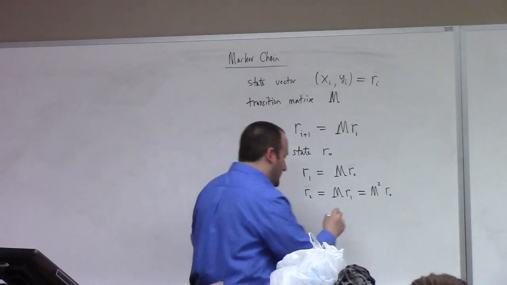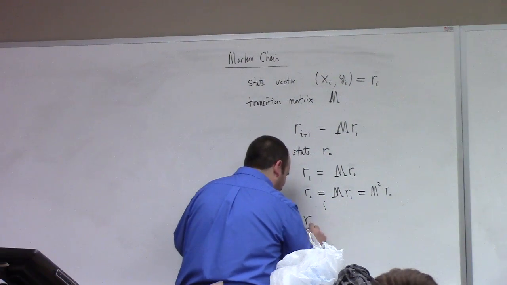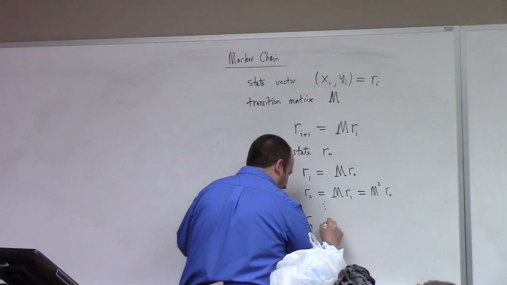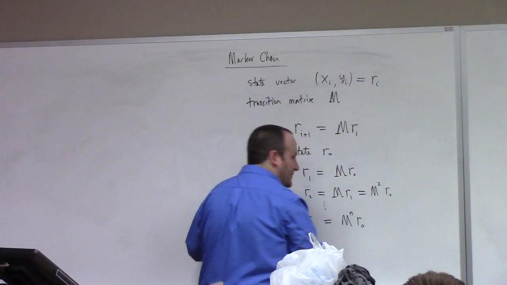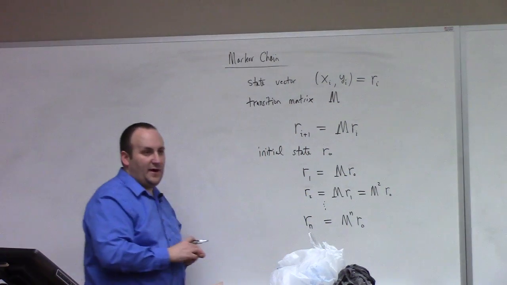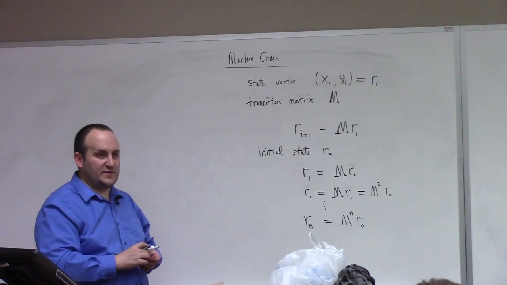Having done this once, you can do it k-fold times, or let's say n-fold times. Rn, the nth state vector, would be the nth power of M times R naught. So if you can calculate the nth power of a matrix, you can figure out where this system goes.